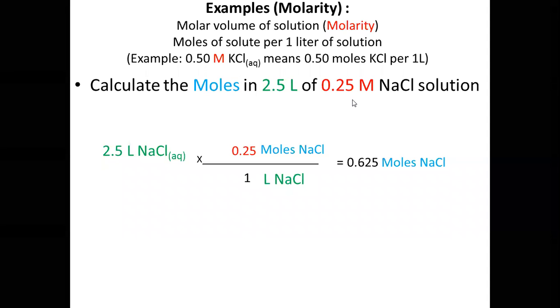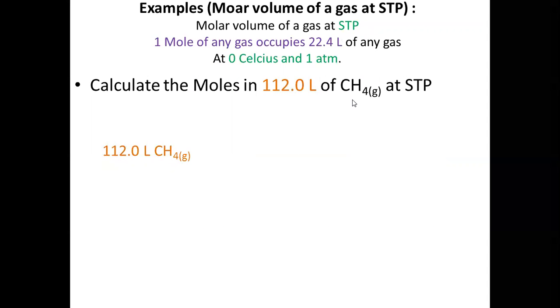The second style problem, we have a molar volume of a gas at STP. So conveniently, 1 mole of any gas, ideal gas that is, at 0 degrees Celsius and 1 atmosphere occupies 22.4 liters. So in this problem, I am asked to calculate the moles in 112 liters at STP.